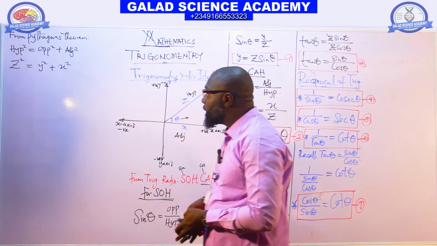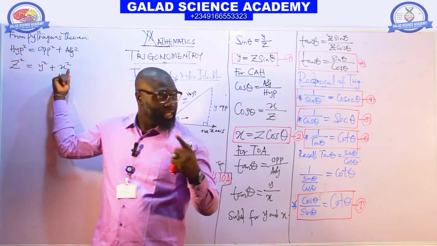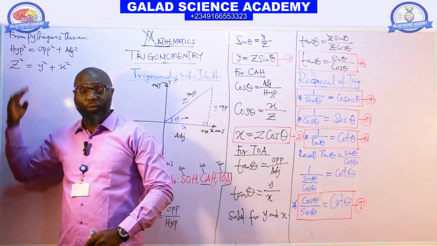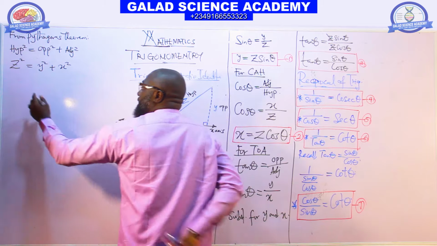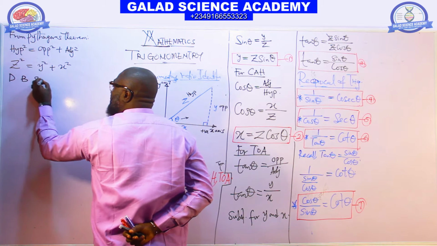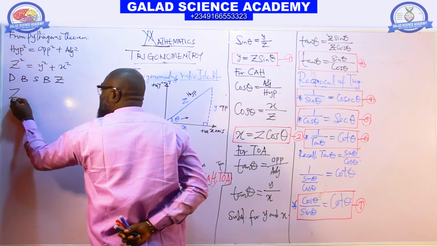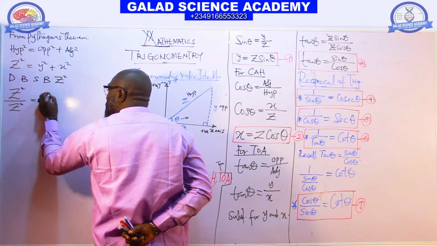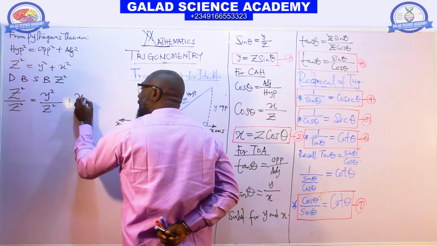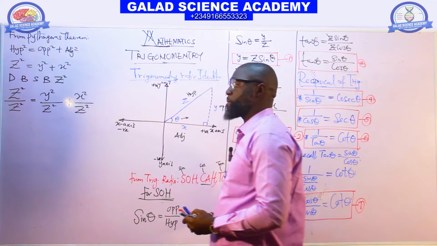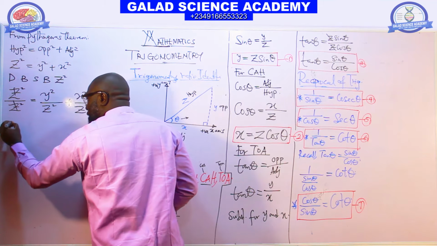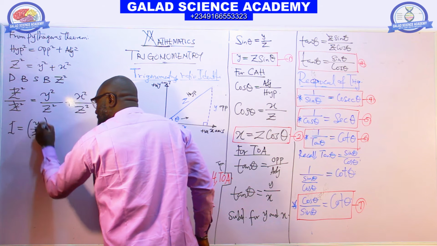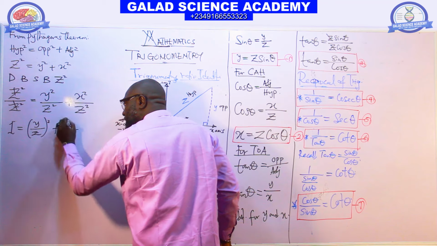So next thing is, let us know that we know the real value for x as this, and the actual value for y as this. But we don't know the value for z. So as a result of that, let us eliminate the z by dividing both sides by z square. We have z square over z square equal to y square over z square plus x square over z square. This cancels this, we have 1 equal to y over z, everything square, plus x over z, everything square.